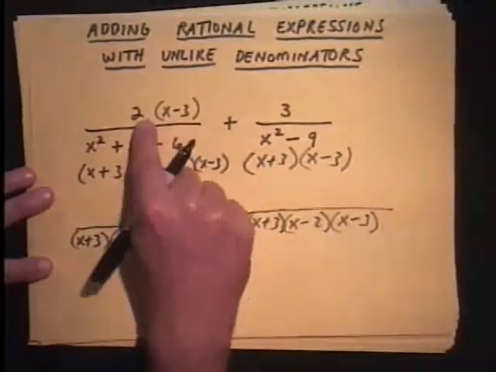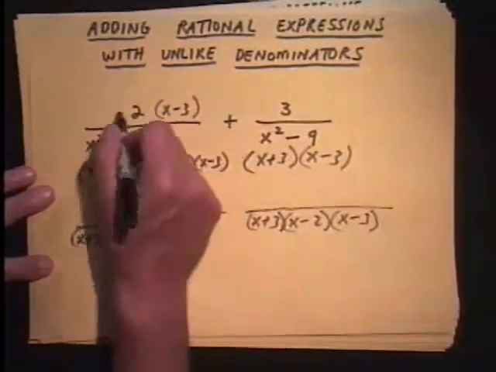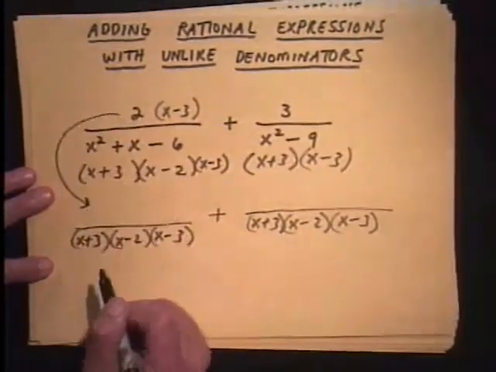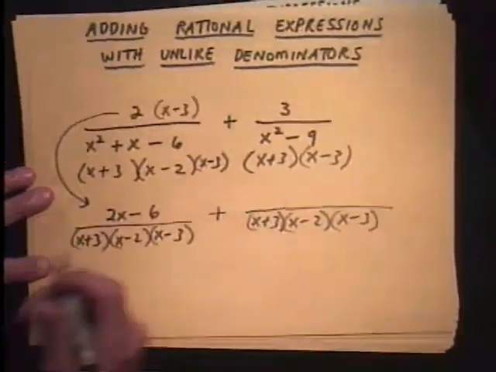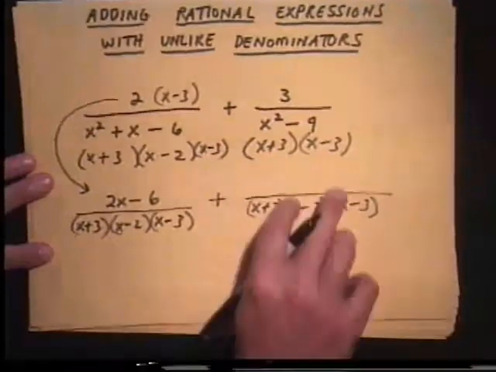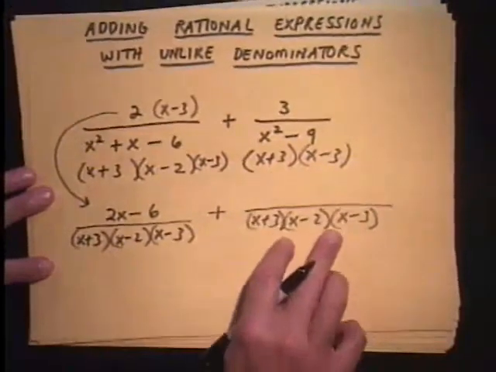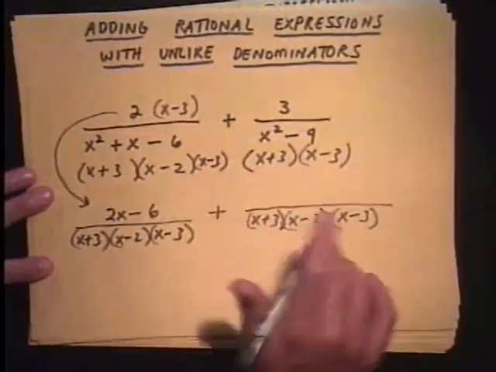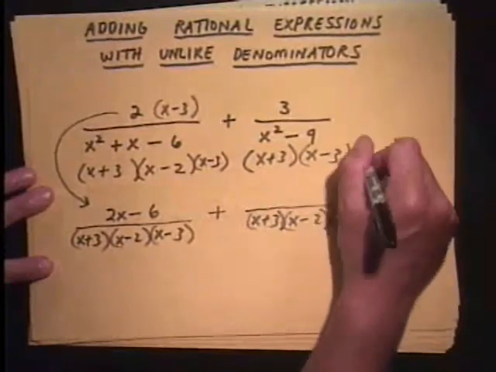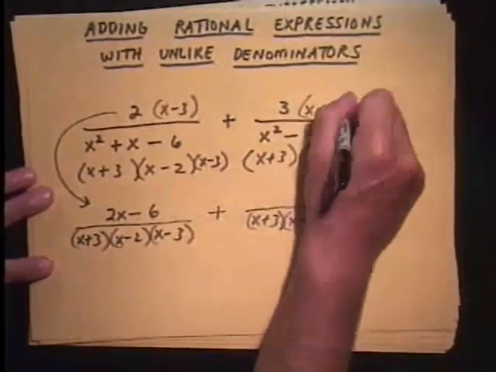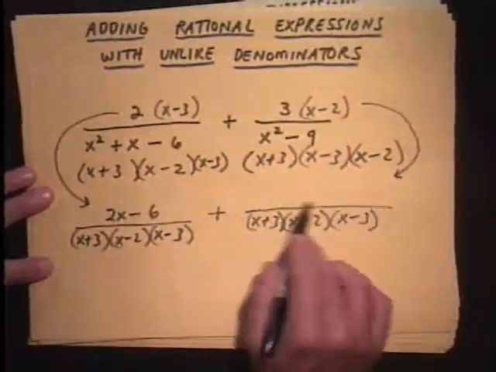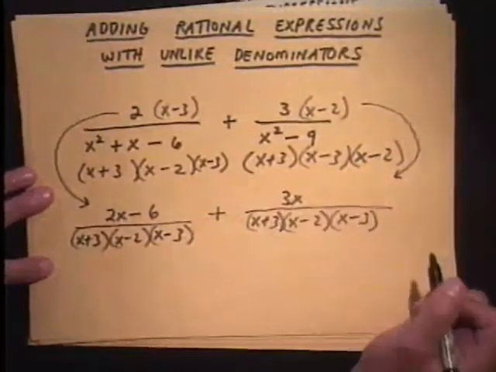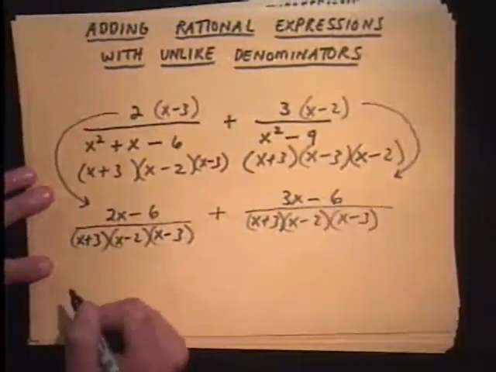And there's my little friend, the distributive property. So now when I multiply that and put it up here, it's going to become 2x minus 6. And then the second fraction, to get a common denominator here, is missing the x minus 2. So we'll go ahead and multiply the top and bottom by x minus 2. And when we distribute and put that answer on the top of this fraction, we'll get 3x minus 6.